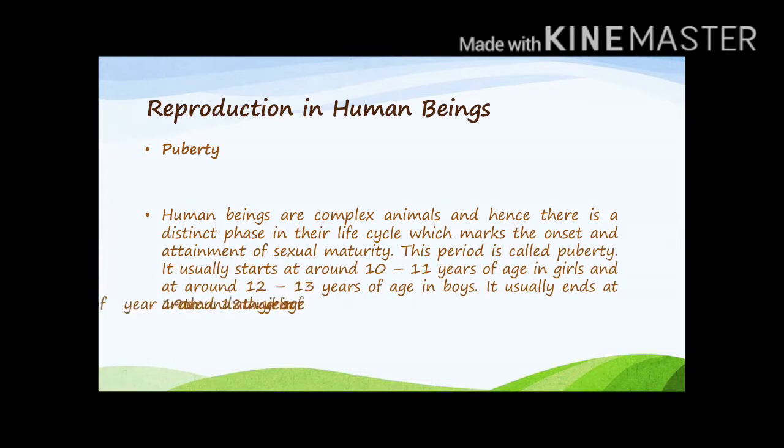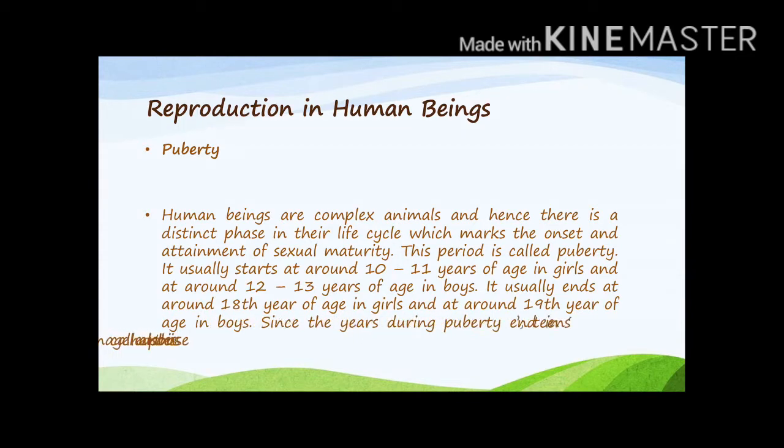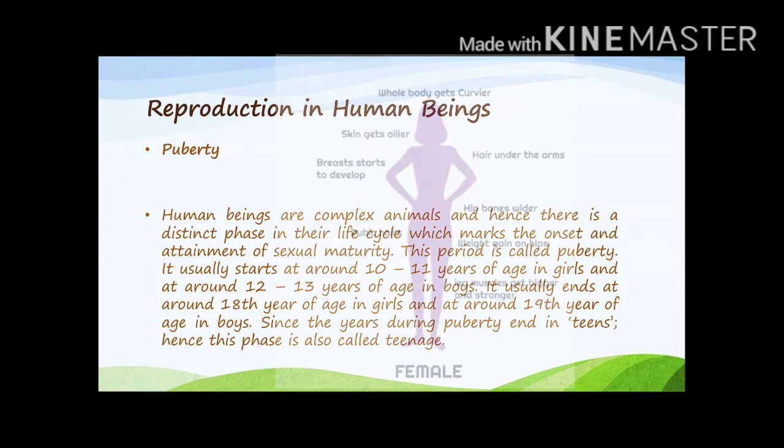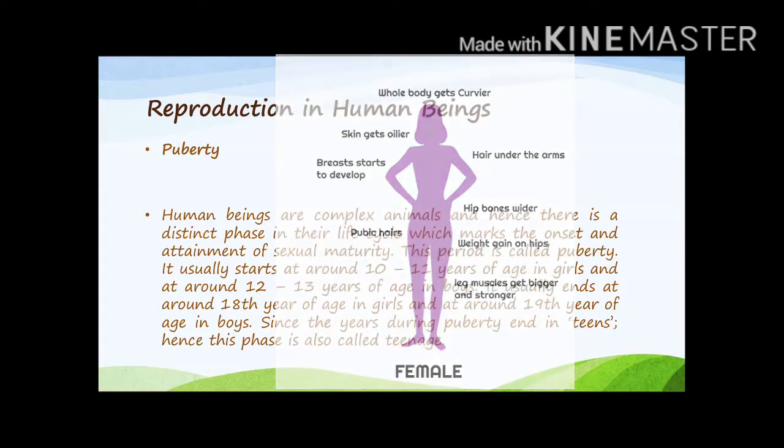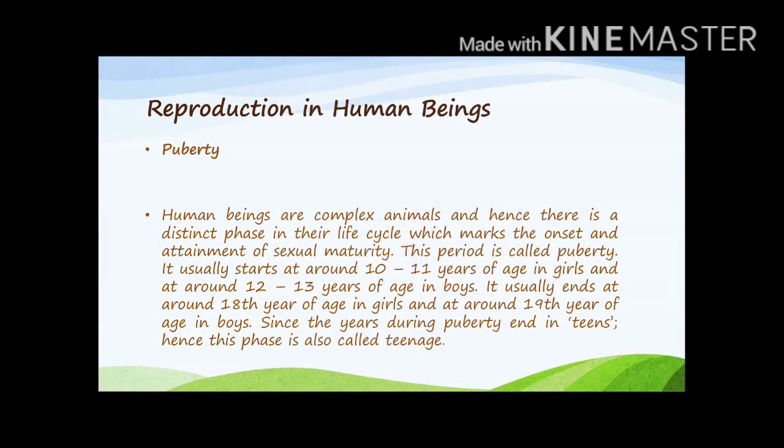When we start talking about reproduction in human beings, we must start from puberty. Human beings are complex animals, and hence there is a distinct phase in their life cycle which marks the onset and attainment of sexual maturity. This attainment of sexual maturity is itself puberty. This period is called puberty.